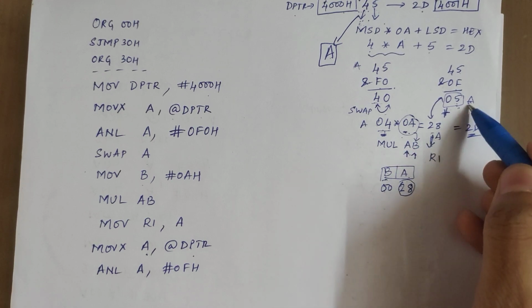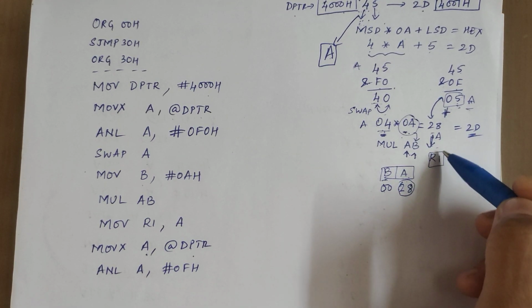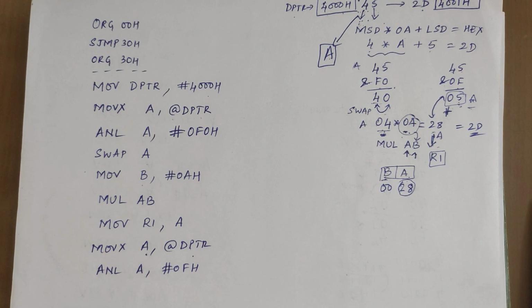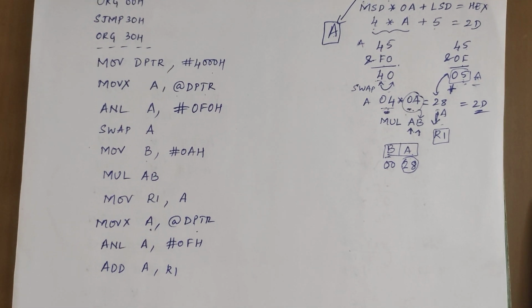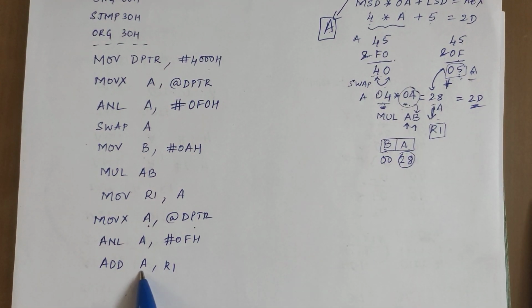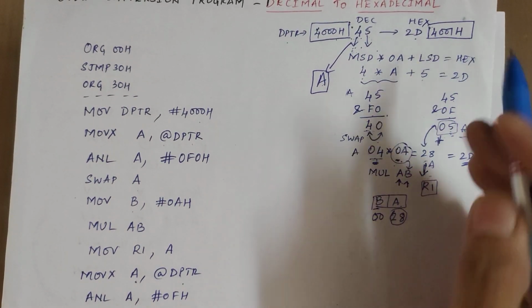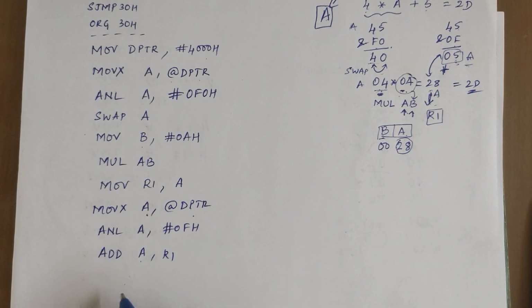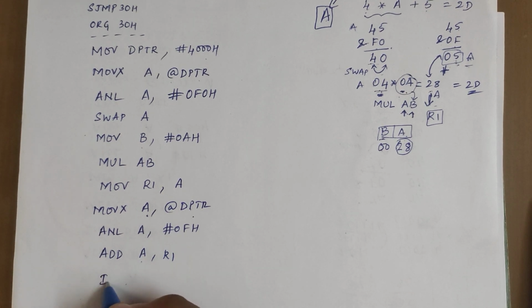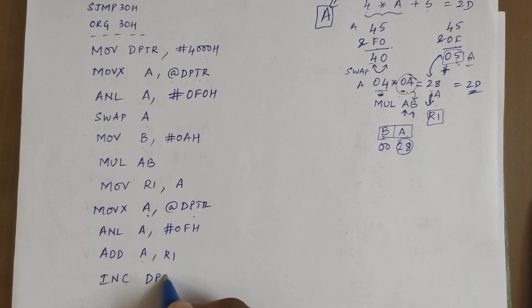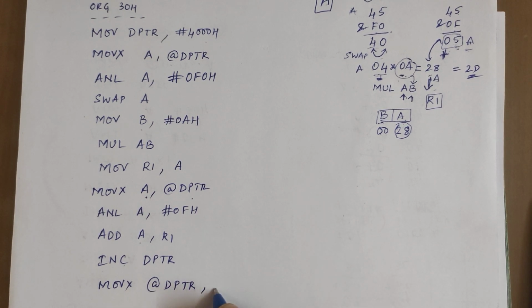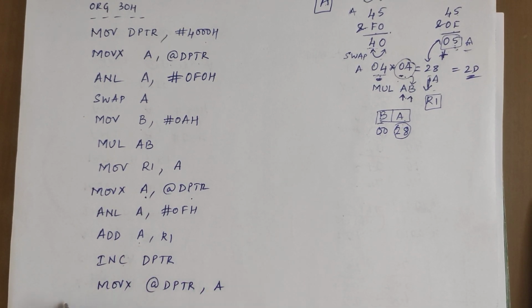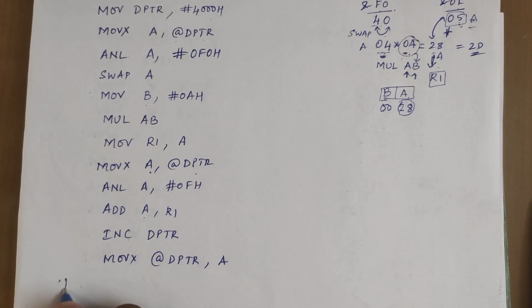Now we have to add the two, one in the accumulator and the product we have temporarily stored in R1. The instruction is simple, ADD A, R1. So the result, that is 2D, is right now in the accumulator. We are supposed to store this answer in 4001H. So the DPTR which is pointing to 4000 must be incremented. So let's write INC DPTR. And now we can store back the data with MOVX at the rate of DPTR, because we are storing back to the memory from A, because A is having the final answer. Once this is done, we can halt and stop the program.